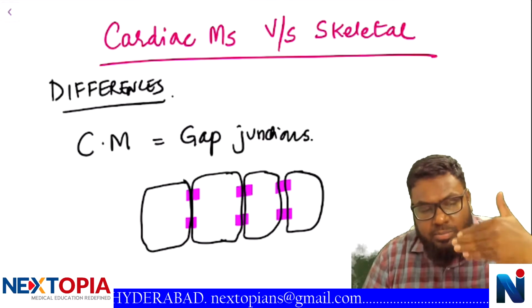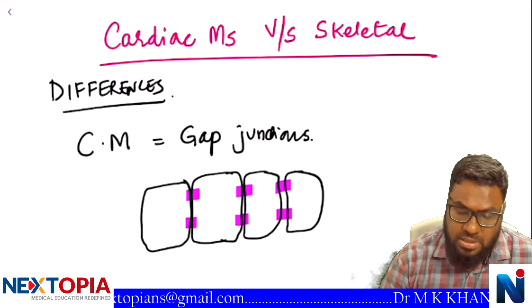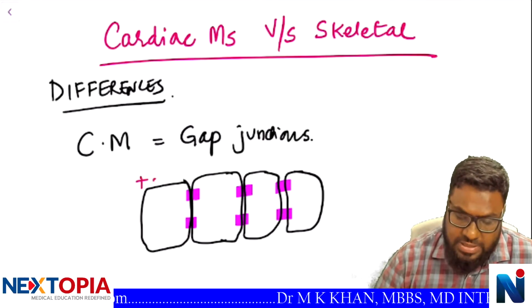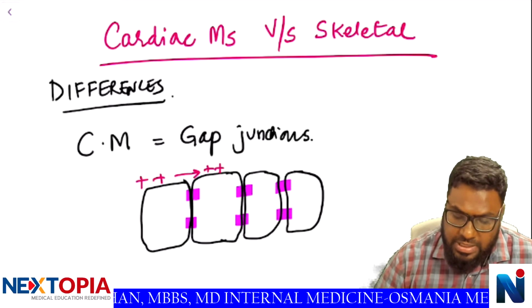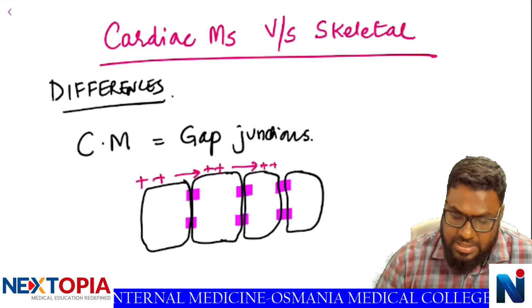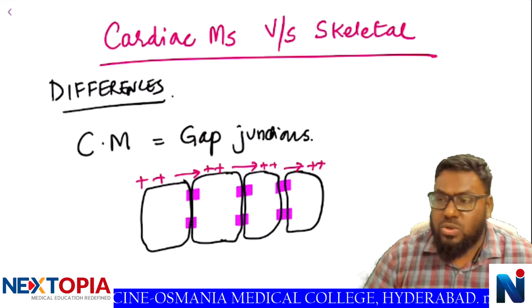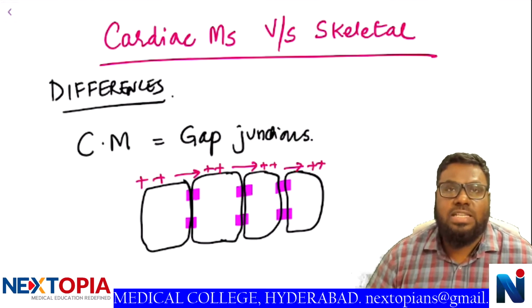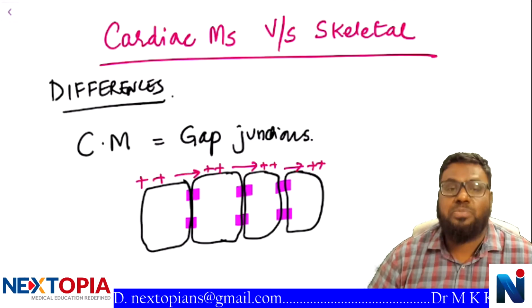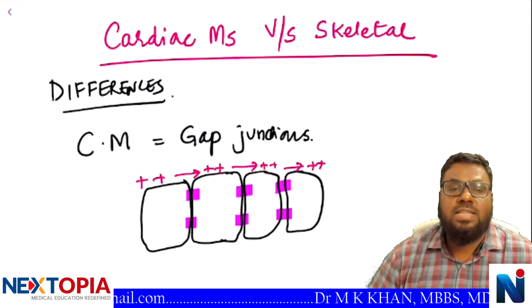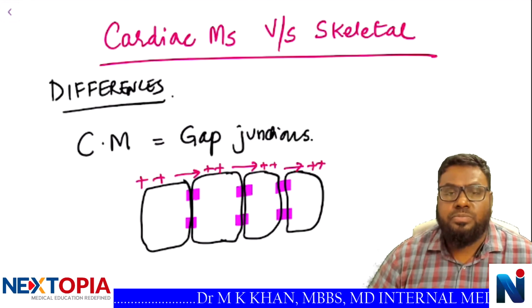So these cells are stimulated in a linear fashion. Say suppose you stimulate the first cell, the charge transfer occurs in the next cell, then the charge transfer easily occurs in the second cell, third cell, then the fourth cell. So this is an important difference between cardiac muscle and skeletal muscle, where skeletal muscle does not have any gap junction. Second is the sarcoplasmic reticulum calcium.